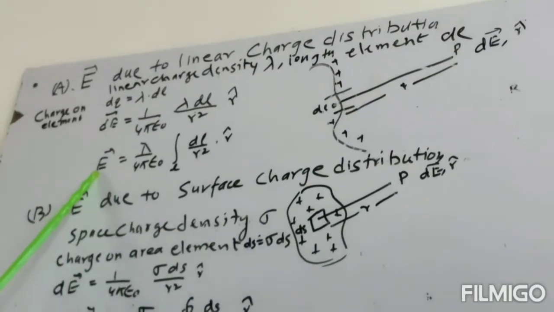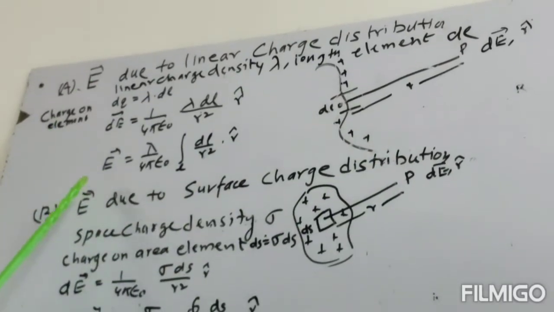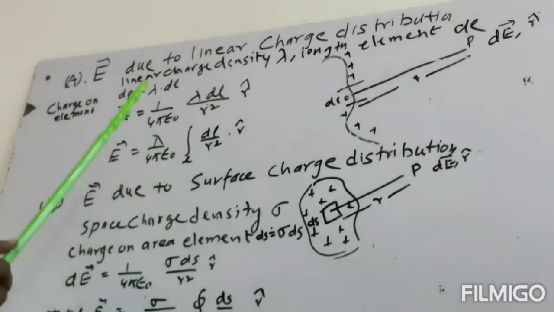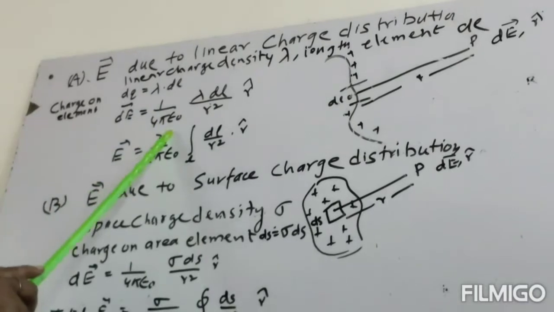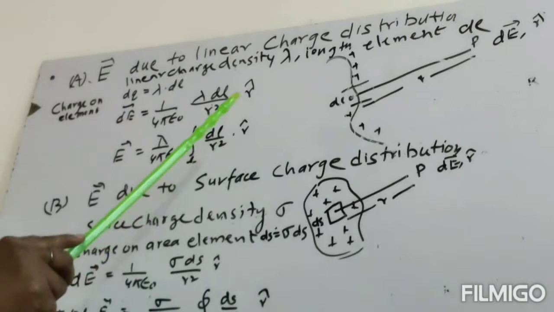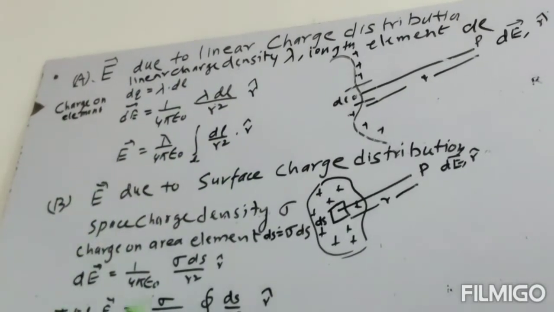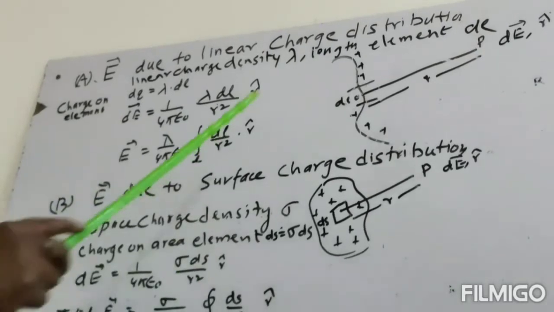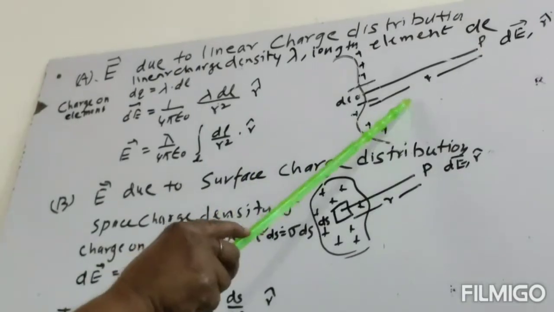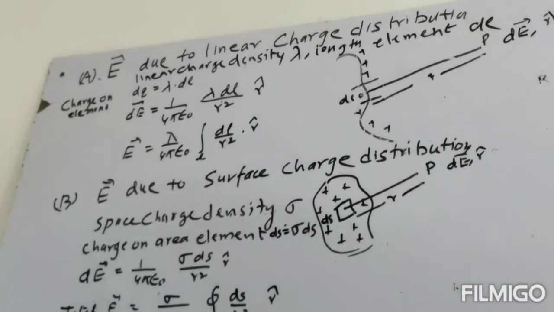So the electrical field for the entire linear conductor will be equal to 1 by 4 pi epsilon 0 into lambda, then the line integral of dl by r square into r cap. So in this way we can find the electrical field due to the entire length of the linear conductor.